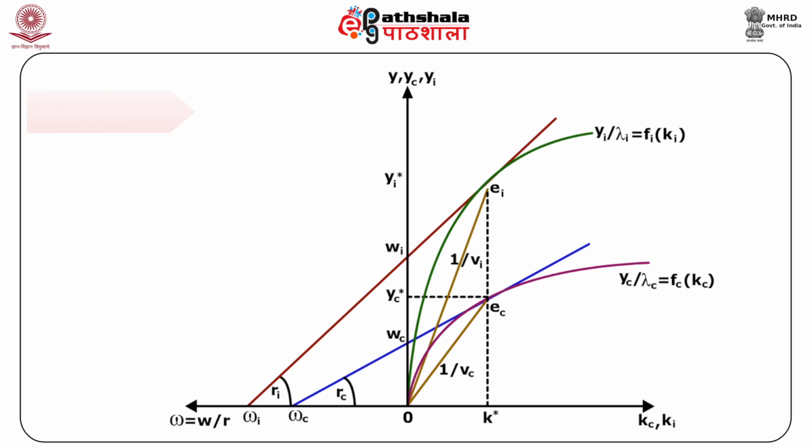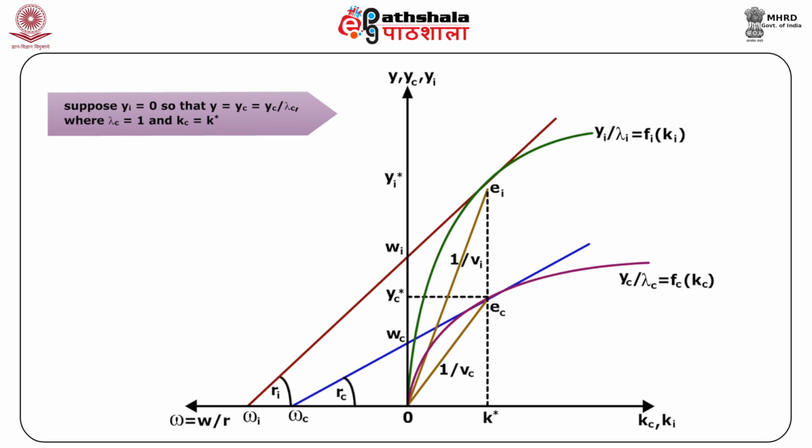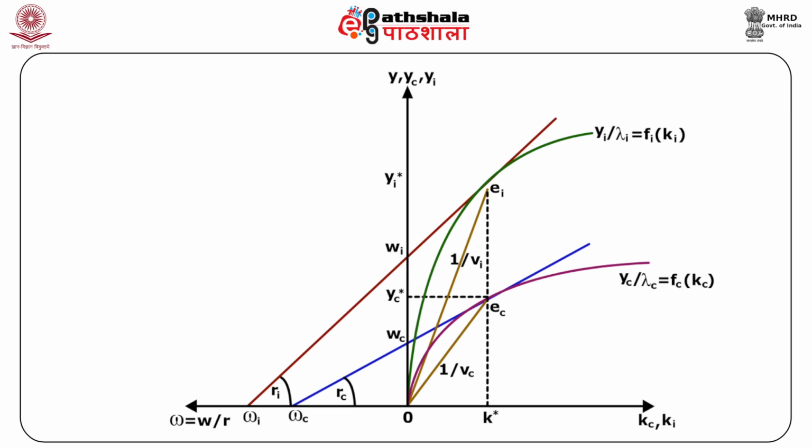Let us begin with a given capital labor ratio K star. Suppose we wish to specialize completely in the production of consumer goods, that is, suppose yi is equal to 0, so that y is equal to yc divided by lambda c, where lambda c is equal to 1. All labor is allocated to the consumer goods sector and Kc is equal to K star, so all capital is allocated to the consumer goods sector. We see immediately that our entire economy is governed by the intensive production function FC of Kc.